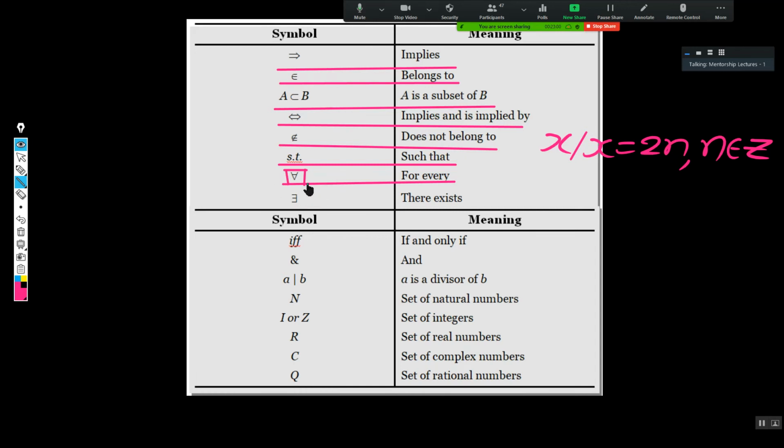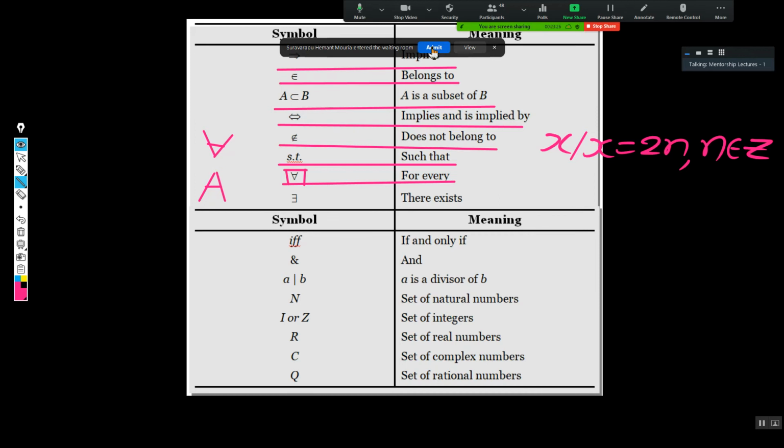So the "for every" symbol is V with a horizontal line between. That is, it is the inversion of A. A is like this. Inversion of A is "for every".